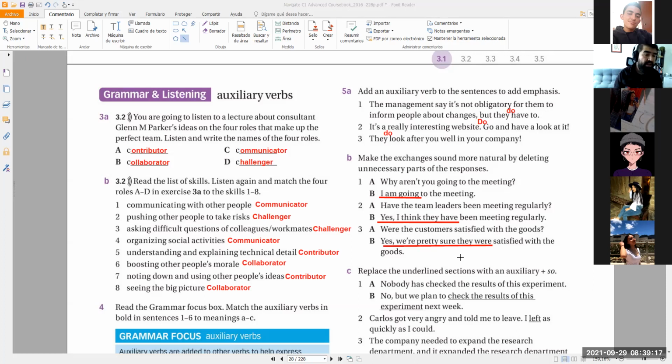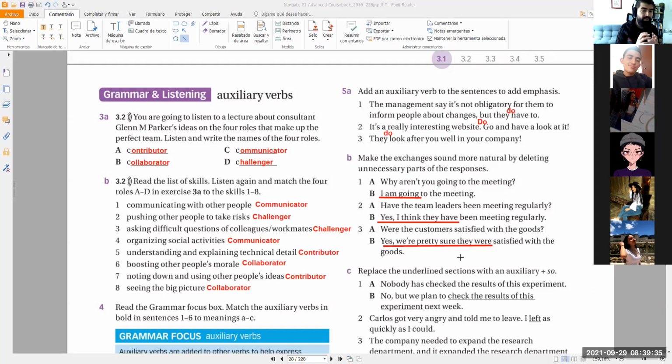So how do we know where to cut? We just delete the second part of the verb phrase. So we just stick to the main verb of the phrase. So I am going, what is the main verb? Am, which is the conjugated form, the conjugated verb. So we just stick to it. We don't necessarily need to say I am going, it's just I am, because am is the main verb. I think they have been meeting is just, actually look at that. The phrase is 3 words, have been meeting, but we just stick to the conjugated one, which is the main one. So yes, I think they have.